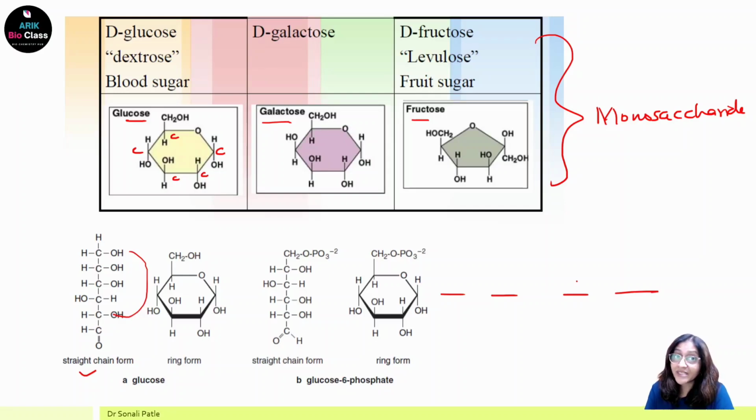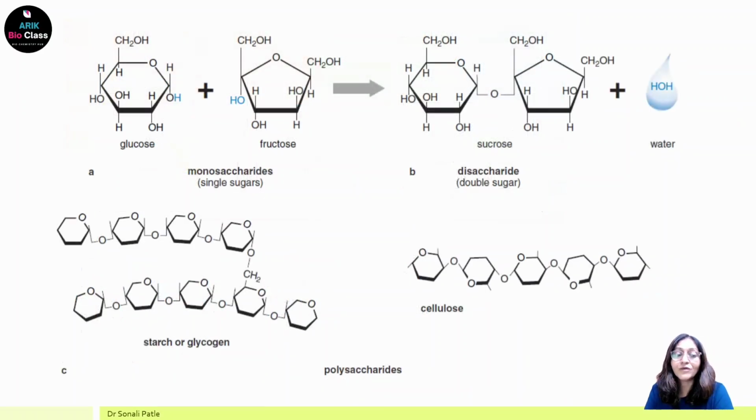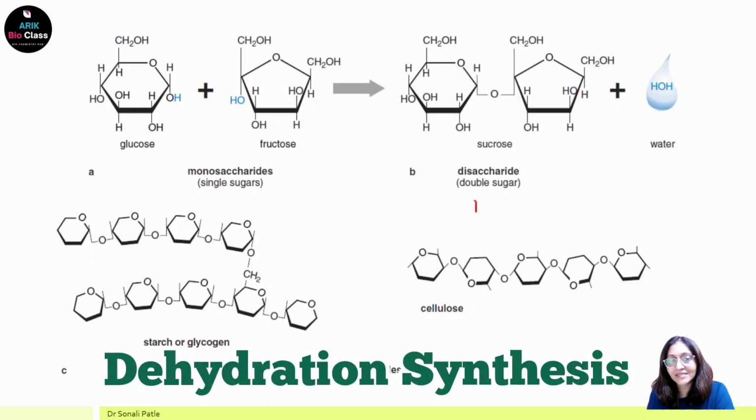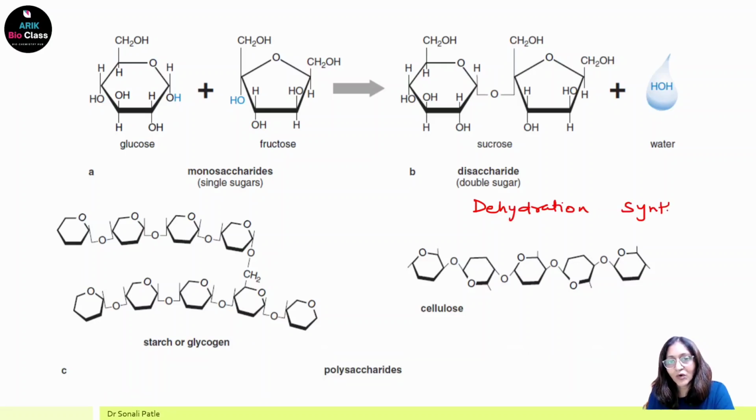Let's try to understand how the polymers are being formed. To understand that, we know there are two processes. This process, I will write it here as dehydration synthesis. Now, you don't have to memorize things in biology, but you have to understand the concept. Let's see here. These are the two monomers, glucose and fructose.